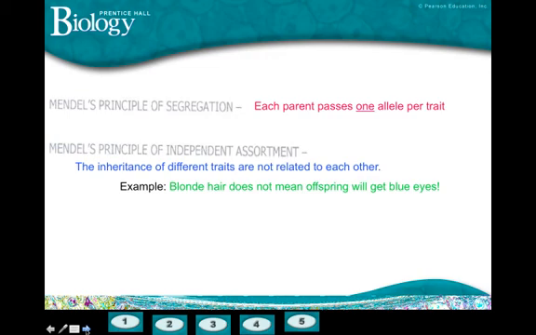Blonde hair does not mean that the offspring is going to get blue eyes. Just because they're both recessive traits doesn't mean that somebody's going to inherit both recessive traits. Okay? There are people that have blonde hair and brown eyes. There are people that have dark hair and light eyes. So they have dominant of one and recessive of the other. So the inheritance of traits are not related to each other. The traits sort themselves independently.